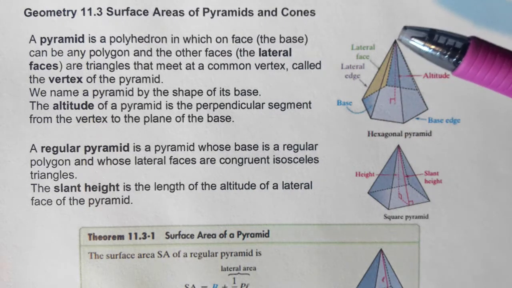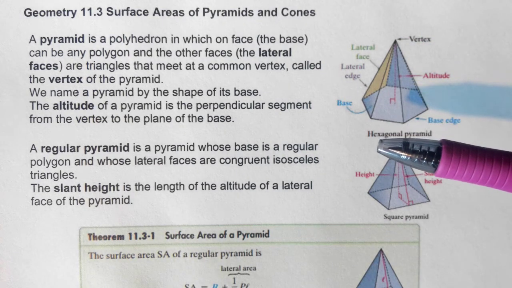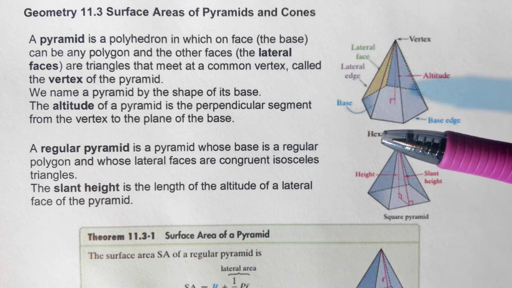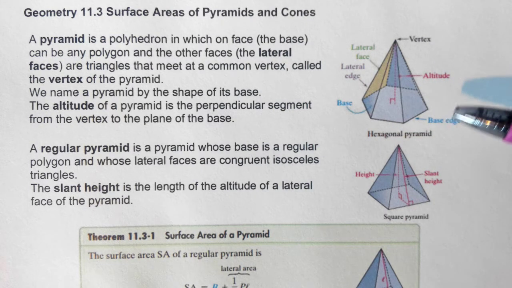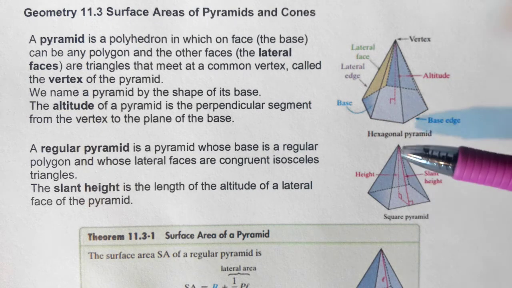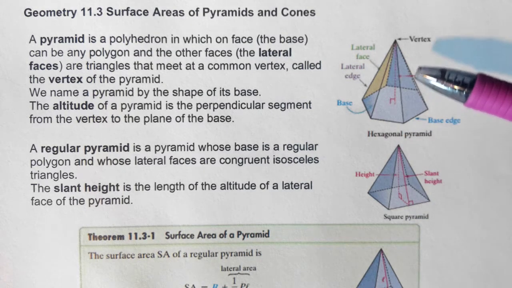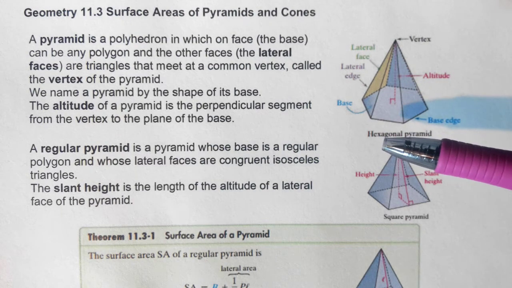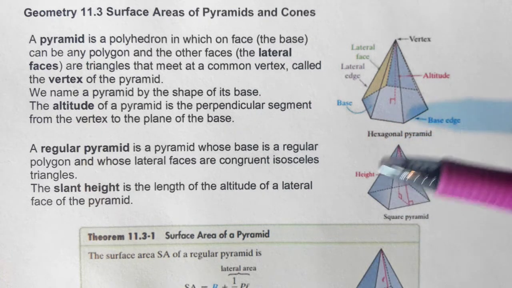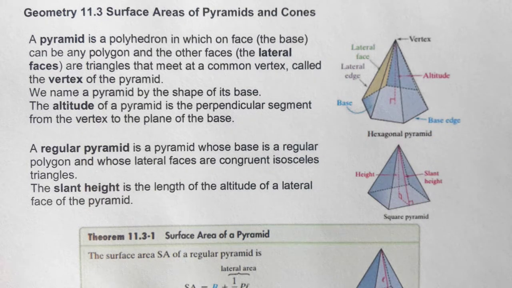So the base is how you name it, and then all of the other faces are called lateral faces. The altitude of a pyramid goes from the vertex to the base and is perpendicular, and that's going to be useful. Slant height is the perpendicular height from the vertex down an edge. A regular pyramid is a pyramid whose base is a regular polygon and whose lateral faces are congruent. Again, the slant height is the length of the altitude of a lateral face of the pyramid.